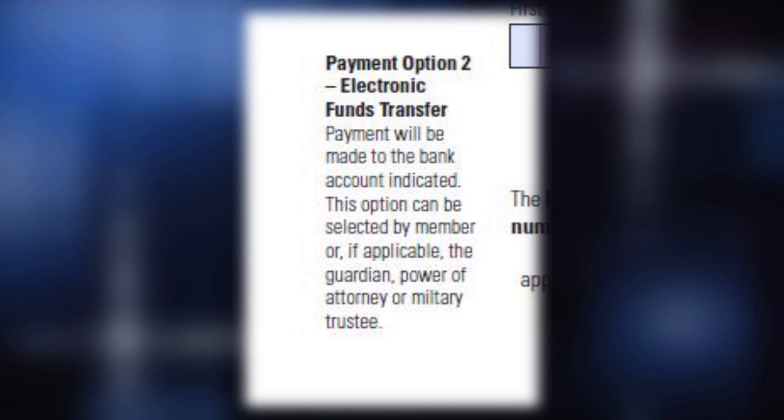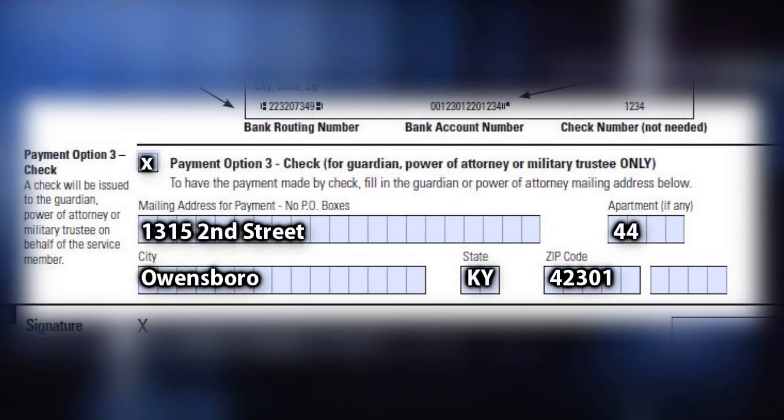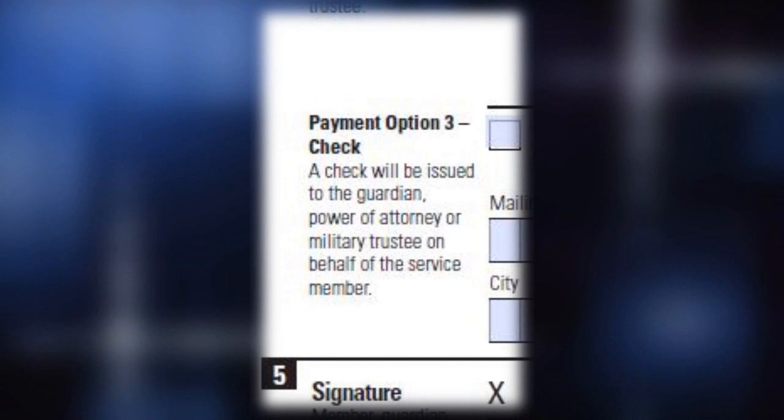This option can be selected by member or, if applicable, the guardian, power of attorney, or military trustee. Payment Option 3, check for guardian, power of attorney, or military trustee only. To have the payment made by check, fill in the guardian or power of attorney mailing address below. A check will be issued to the guardian, power of attorney, or military trustee on behalf of the service member.